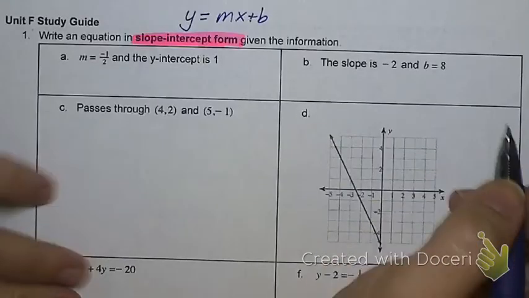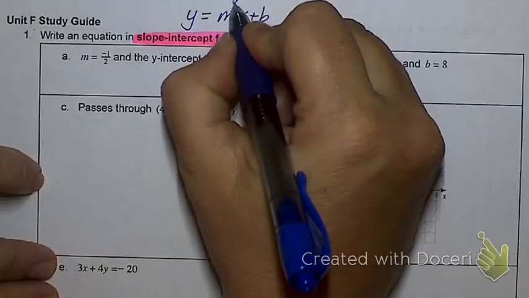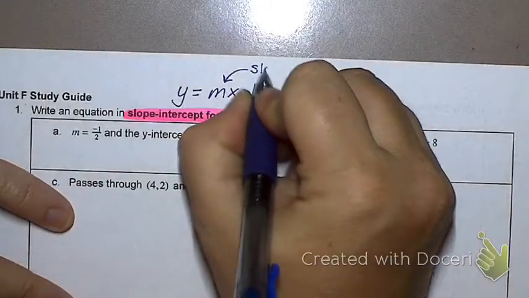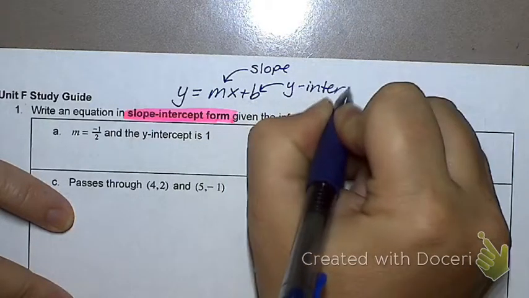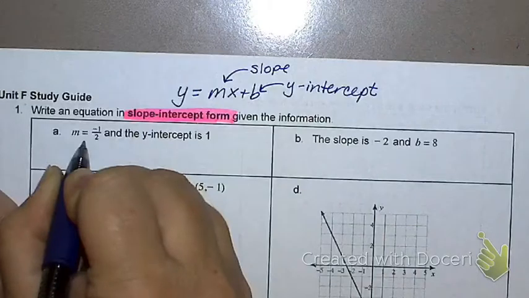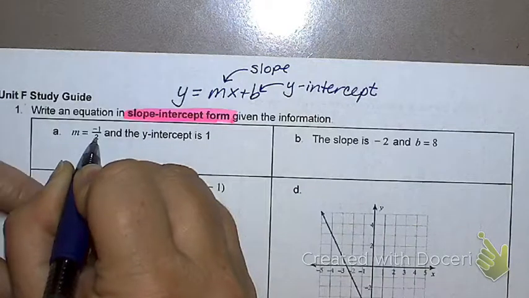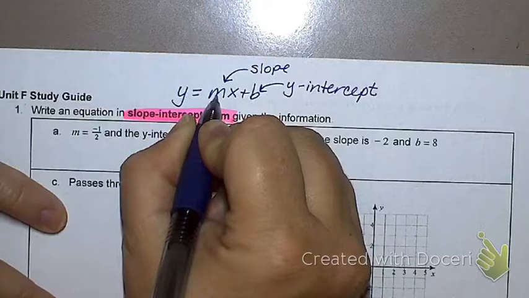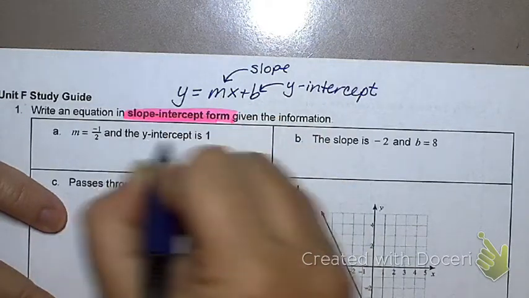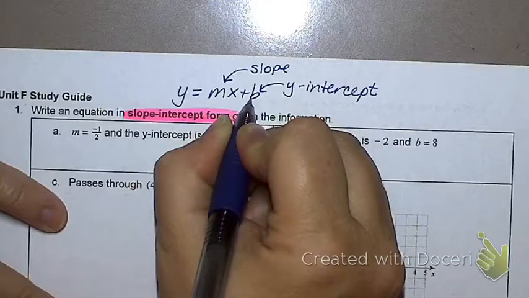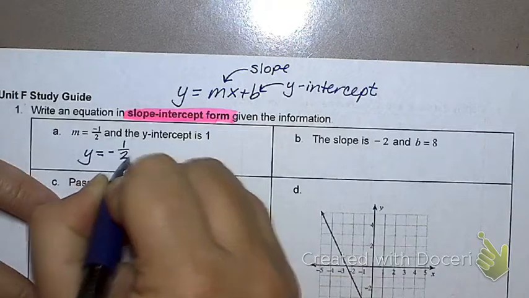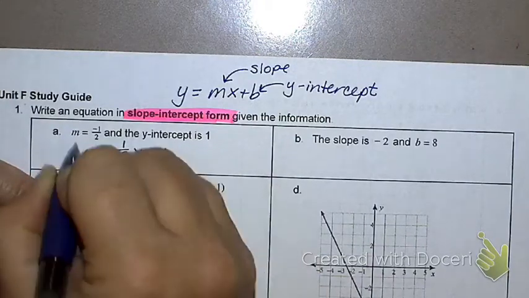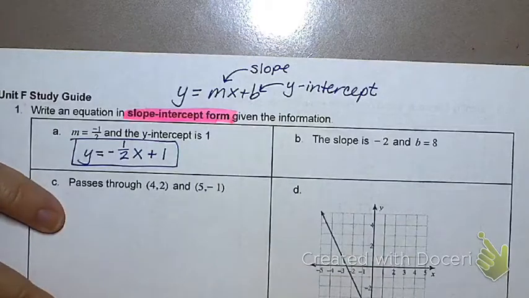Okay? So, when I have y equals mx plus b, what is the m? M is going to be the slope. And b is the y-intercept. So, if they tell me that m is negative 1/2, I'm going to put negative 1/2 where m is, right? And if the y-intercept is 1, that's my b value. So my equation is going to be y equals negative 1/2 x plus 1. Questions there? That should be the easiest question on the whole test.